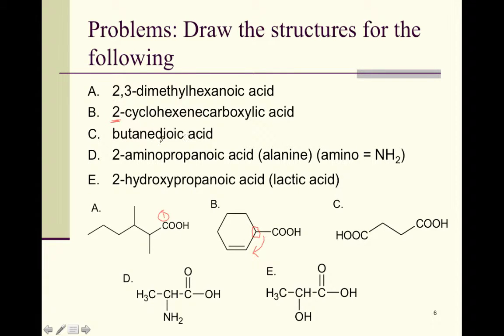Butane dioic acid. This di right here tells me I have 2 carboxylic acid pieces. 1, 2, 3, 4. There's only 4 carbons total, including the carboxylic acid carbons.